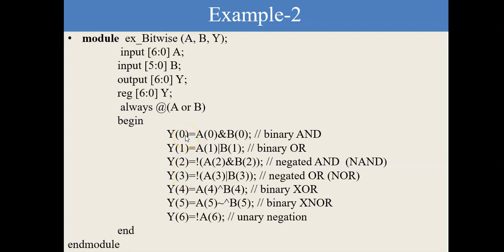What is Y of, that is the first value, Y0. Y of 0 is A of 0 and B of 0. That's AND operation, binary AND operation or bit AND operation. Similarly, Y of 1 is A of 1 and B of 1. So not of A of 2 and B2. Like this, you can define these operators.